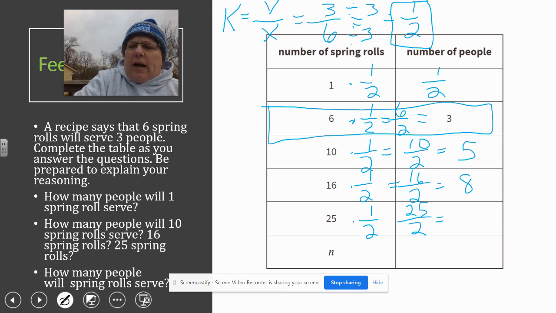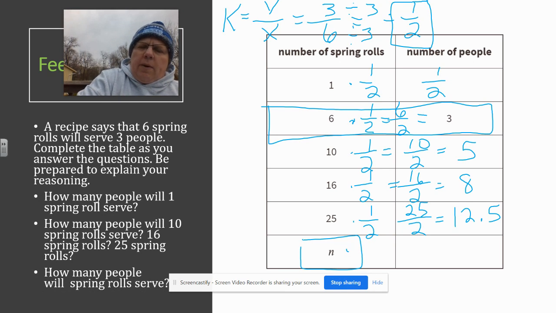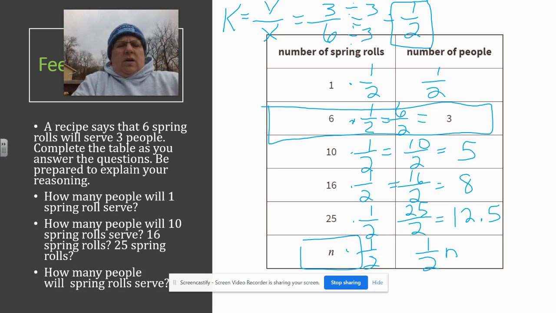25 divided by 2 is actually not a whole number. It's going to be a decimal, or I could do a fraction. But we're going to go ahead and write it as a decimal and put 12.5. So down at our n, our unknown value, we're going to also multiply that by 1/2. And so 1/2 times n is just 1/2 n. So when I'm looking at this one, notice I didn't have to do too much extra in this one. I just multiplied my k value.